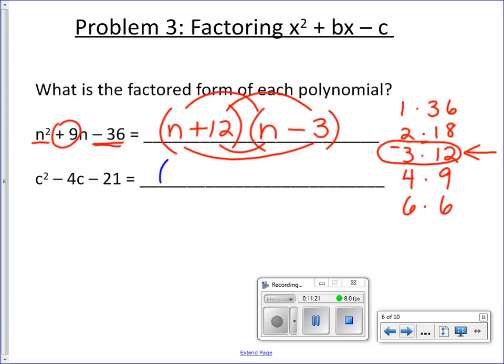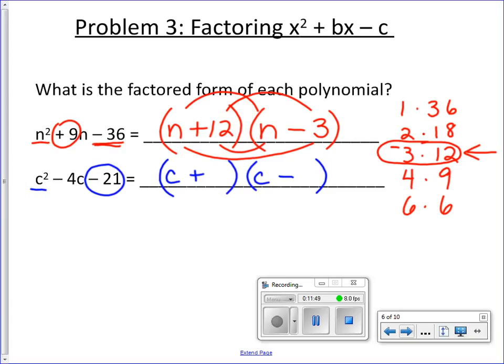Again, I'm going to draw my parentheses, and my first term will have to be a c because of the c squared. My last two terms in each binomial are going to have to multiply together to give me a negative 21. So once again, I know I'm going to have a positive and a negative to make sure that I get a negative number when I multiply them together.